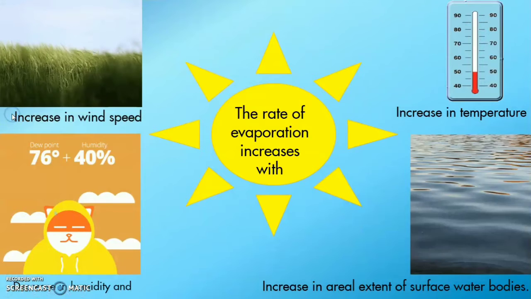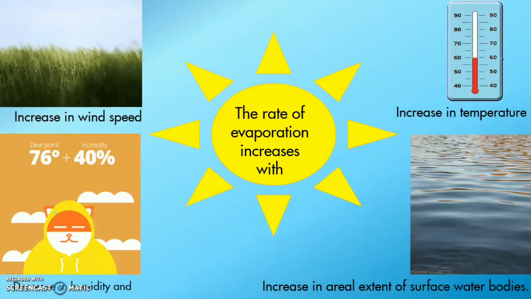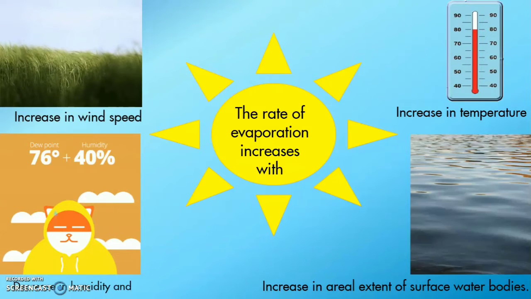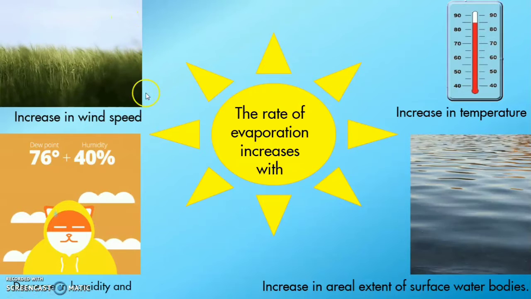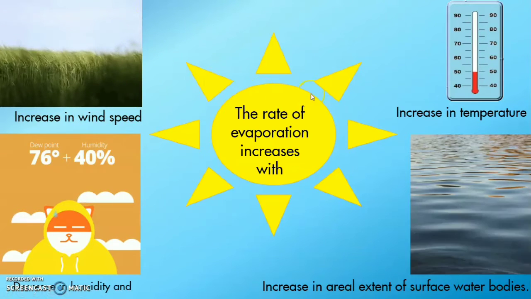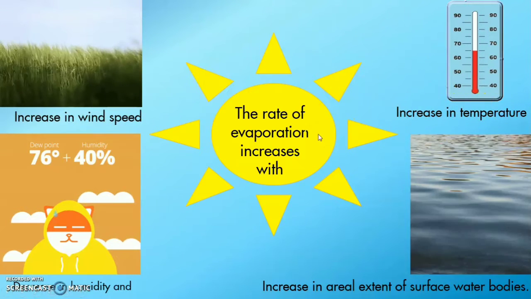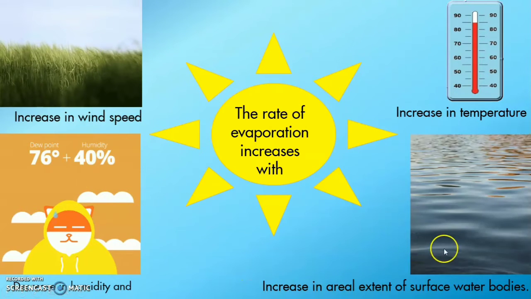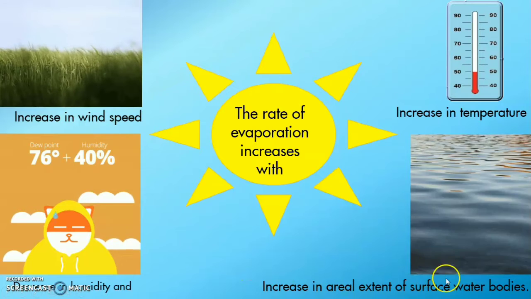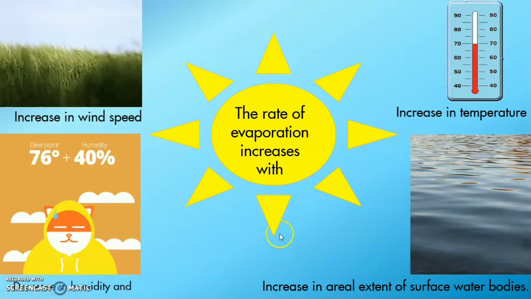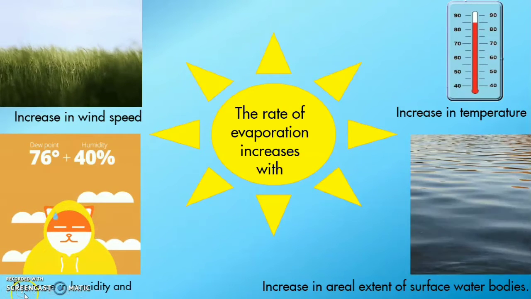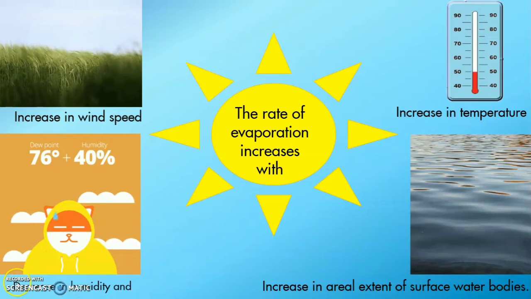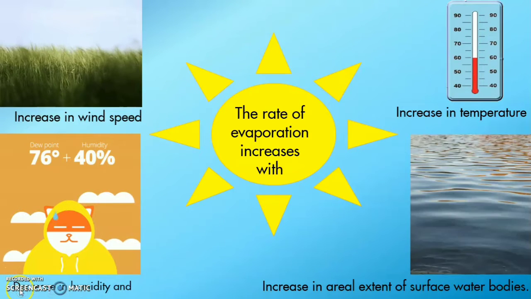So, children, to conclude, we can say that the rate of evaporation increases with increase in wind speed. Next, increase in temperature. Then, decrease in humidity. And increase in areal extent of surface water bodies. So, children, evaporation is one main component in the water cycle. Is it clear, children?